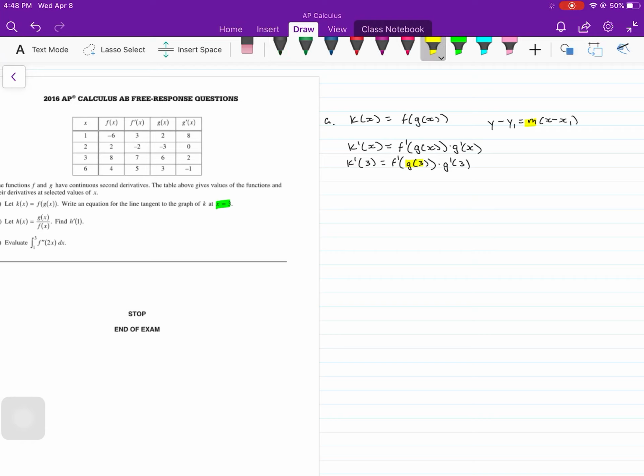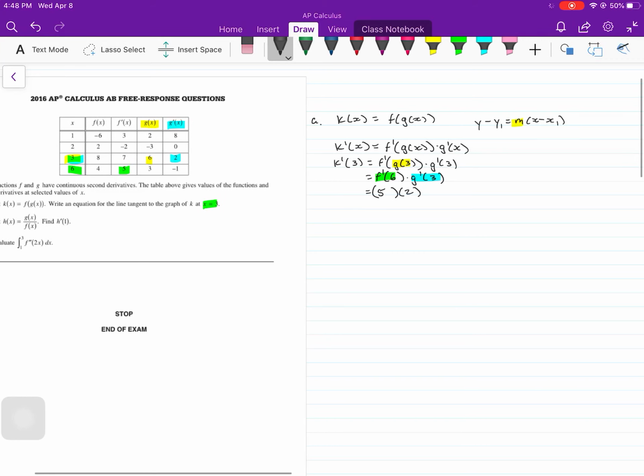So let's start with our g of 3. What's g of 3? Well, g of 3 is 6. All right, so f prime of 6 times g prime of 3. So let's look at f prime of 6. F prime of 6 is 5. And then g prime of 3. G prime of 3 is 2. So my slope is 10.